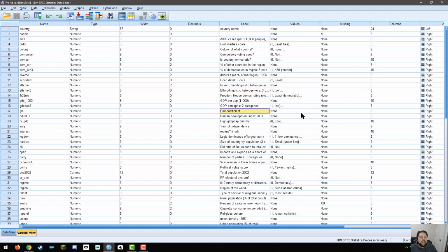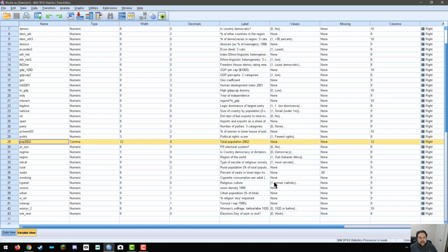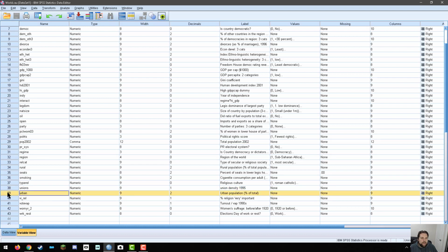Okay? So that's Spearman's, and you kind of know what's going to be happening now for interval and ratio level data analysis, which is, of course, Pearson's product moment correlation coefficient, or R. Let's go ahead and see if total population, which is POP 2002, in any way influences... how about the urban population?